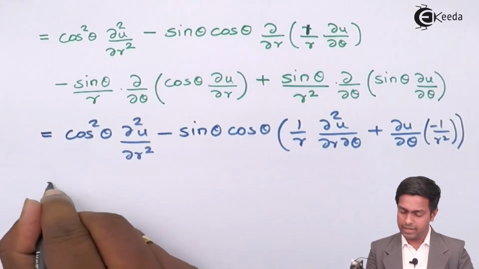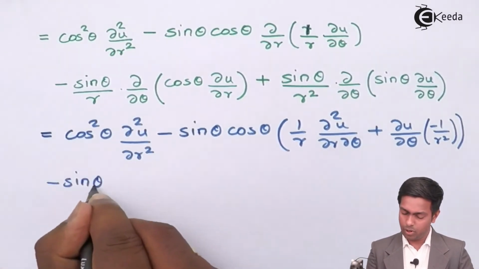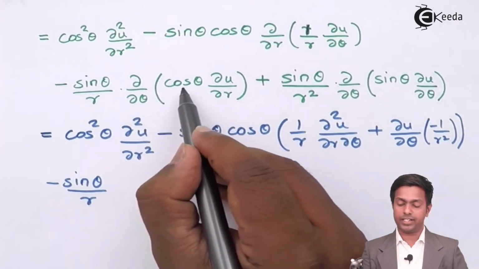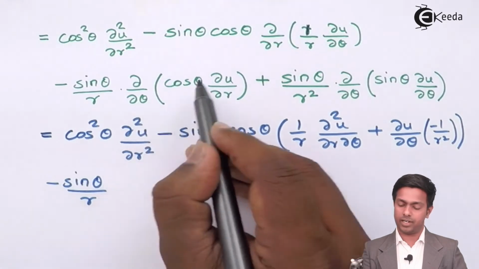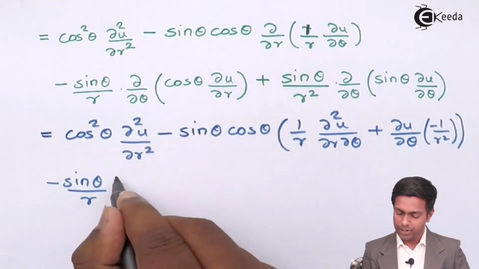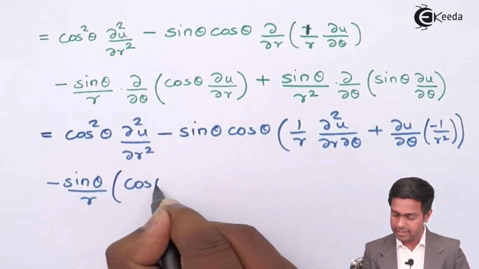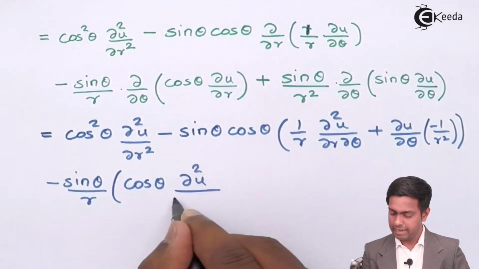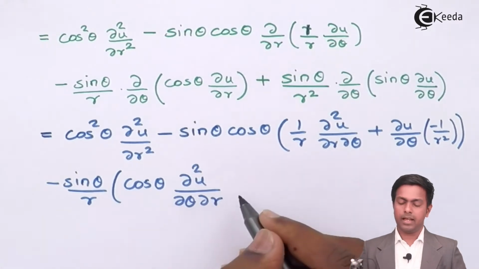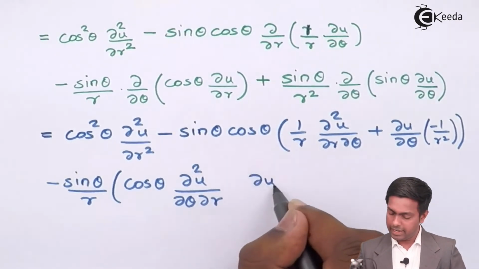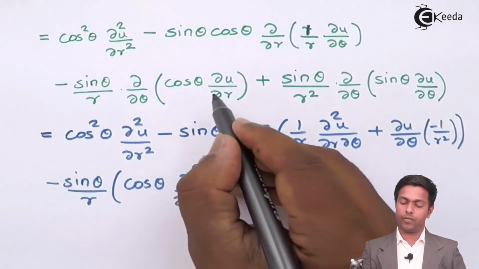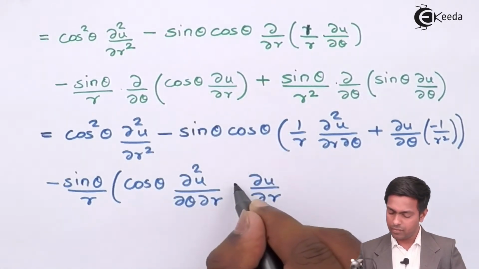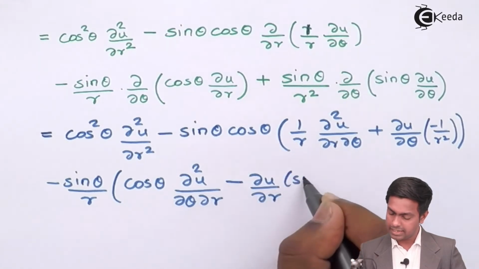Next, this minus sin theta upon r as it is. If I differentiate this cos theta del u by del r with respect to theta, we'll again apply the UV rule. So in the bracket cos theta as it is, derivative of this term with respect to theta is del square u by del theta del r. Next, del u by del r as it is, and the derivative of cos theta with respect to theta is negative sin theta. So here we'll say negative sin theta.